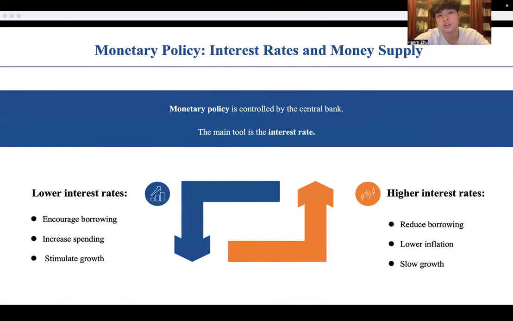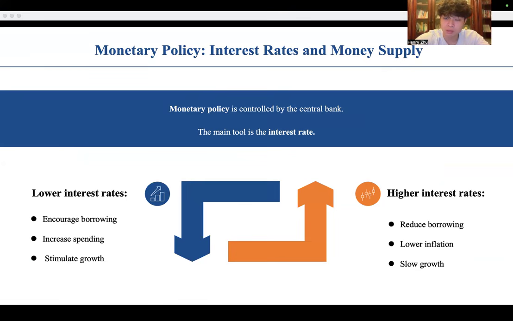Now let's move on to monetary policy. Unlike fiscal policy, monetary policy is usually controlled by the central bank. Its main tool is the interest rate. Imagine you're thinking about buying a house. If interest rates are low, borrowing becomes cheaper. People are more likely to take out loans, buy homes, and spend money. Businesses are also more likely to invest. This helps stimulate economic growth.